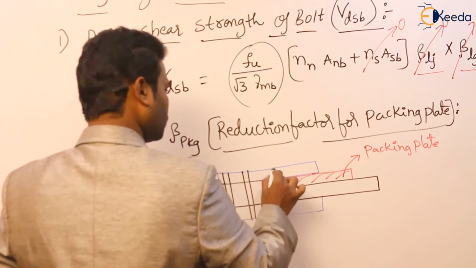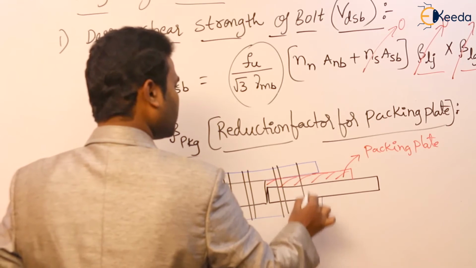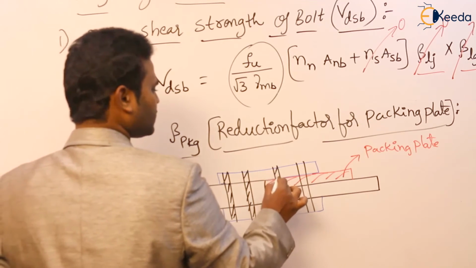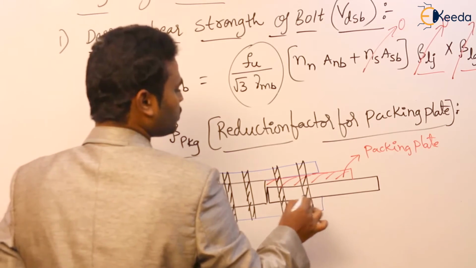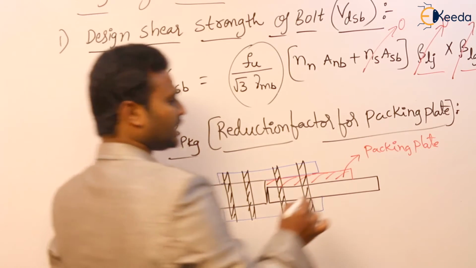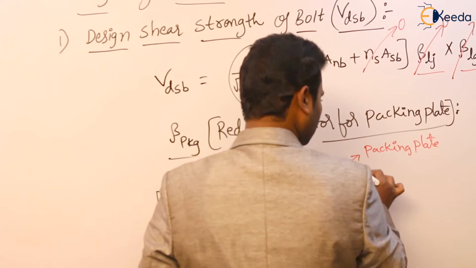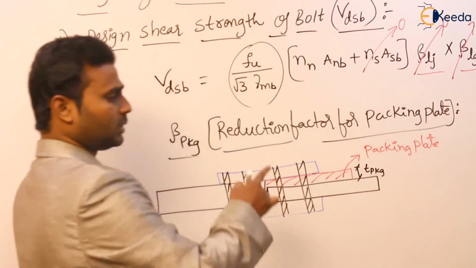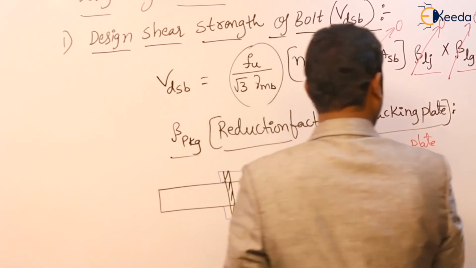So to fill this gap, we are going to use a packing plate. Whenever two members of different thickness are being connected, then we are going to use the packing plate. This is the thickness of this packing plate, TPKG. So TPKG is the thickness of the packing plate.